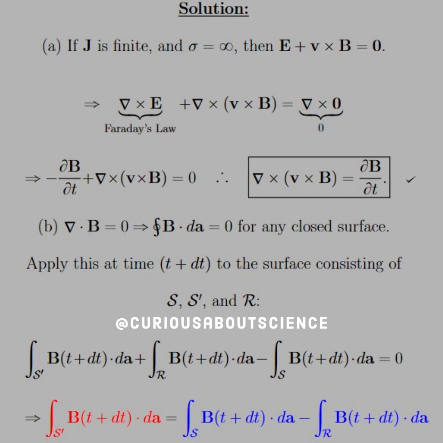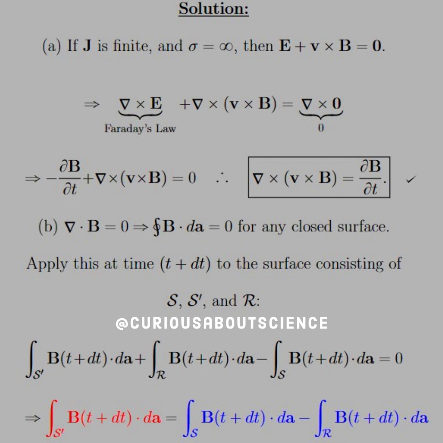Alright, so if we take the curl of both sides, we see the curl of E plus the curl of V cross B is equal to the curl of 0. Of course, the derivative of 0 is 0. No big deal. But Faraday's law tells us that the curl of E is equal to negative dB/dt, so we have all this equal to 0, and the curl of V cross B is equal to dB/dt. That's pretty easy, pretty fun to see actually. Now let's get to work.